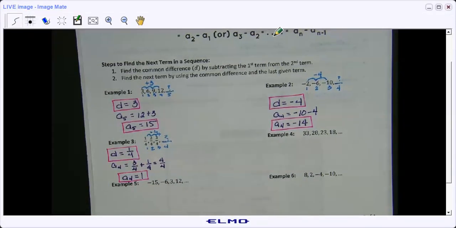Okay, are there any questions on how to do those 3? Okay, so I'm going to go ahead and pause the video. You guys can work on these, check your answers with a partner, and then when we come back, you will be able to check your answers.